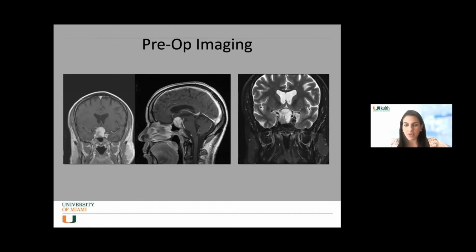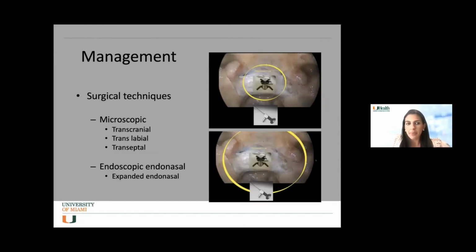Your indications here are pretty clear, right? His vision is declining, and there's compression of the optic chiasm. So what are you going to do? You're going to operate, right? So your management strategy here really is going to be surgery.